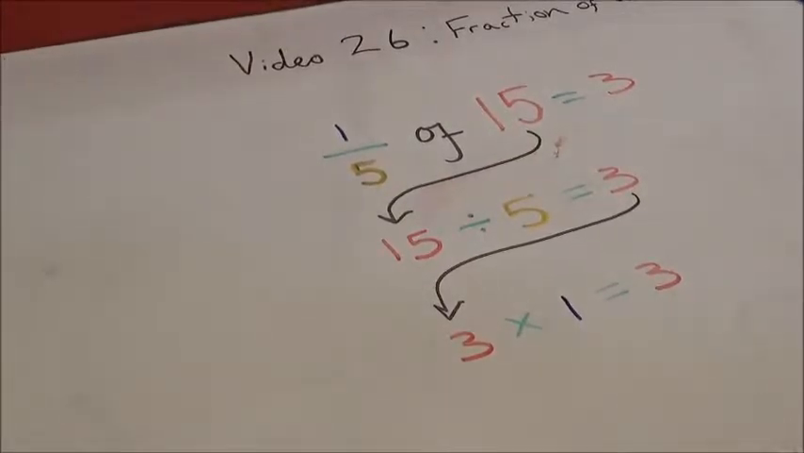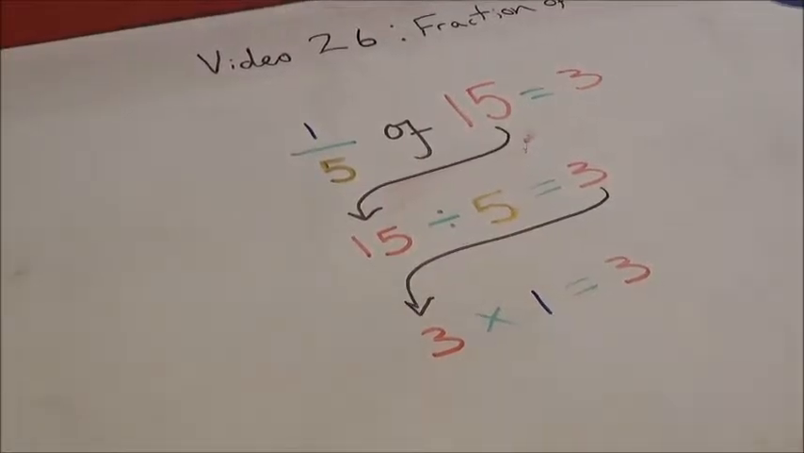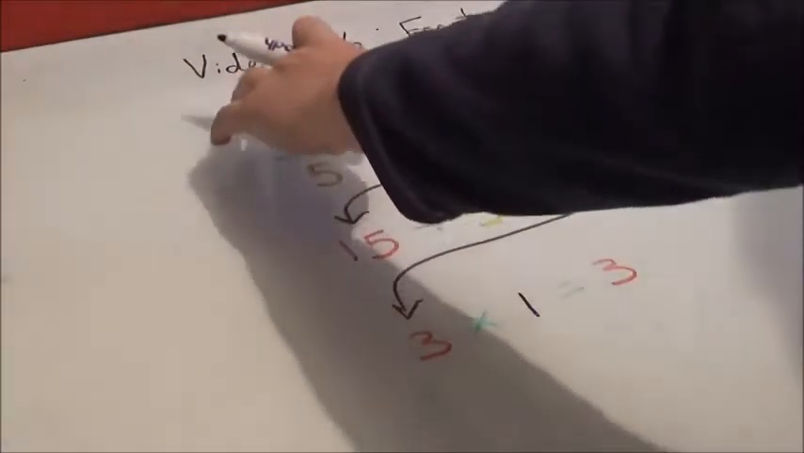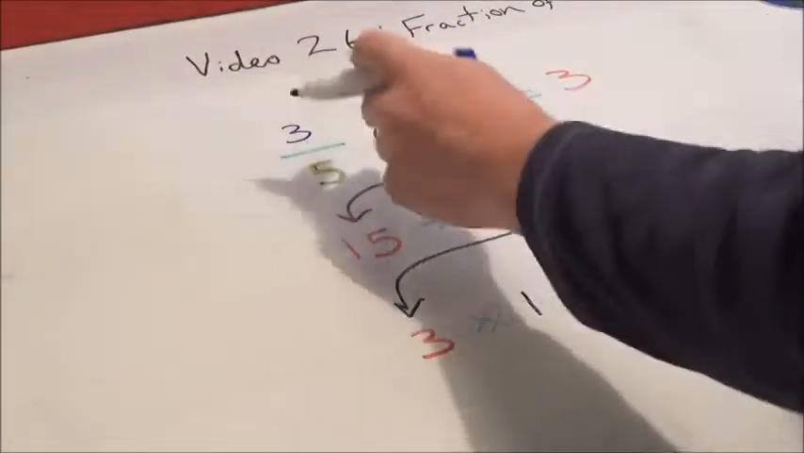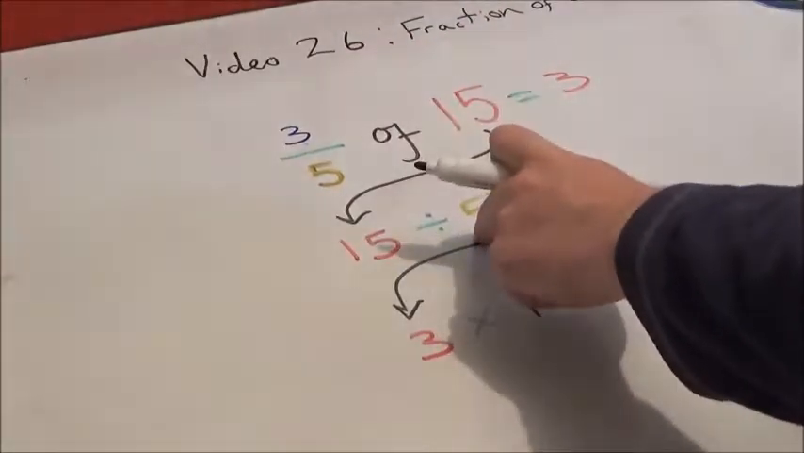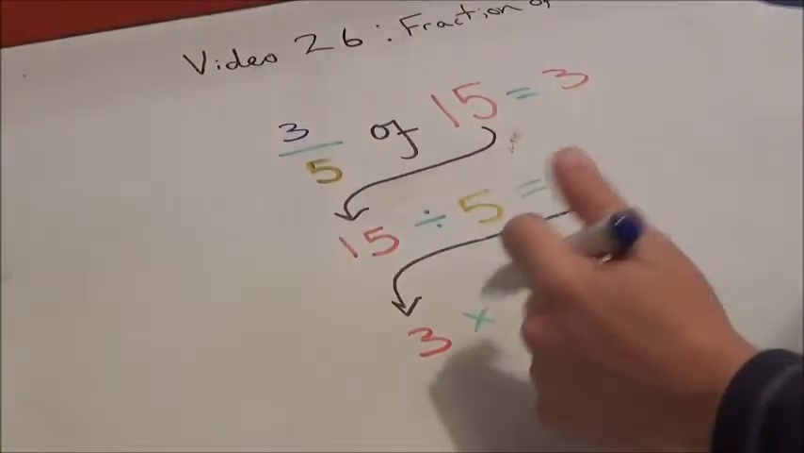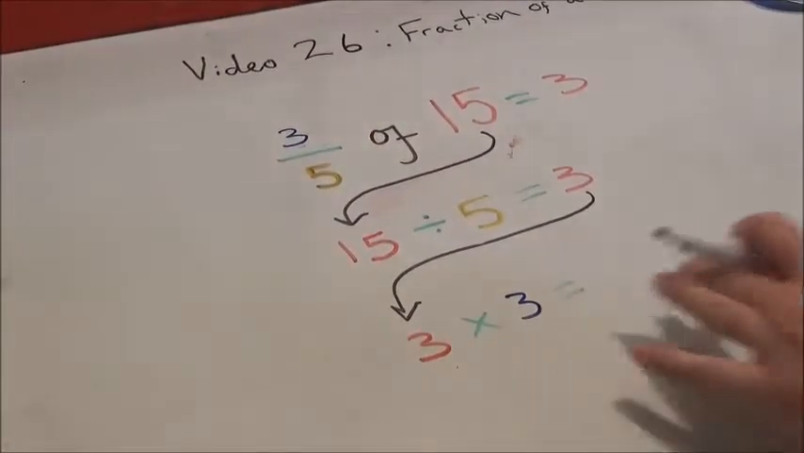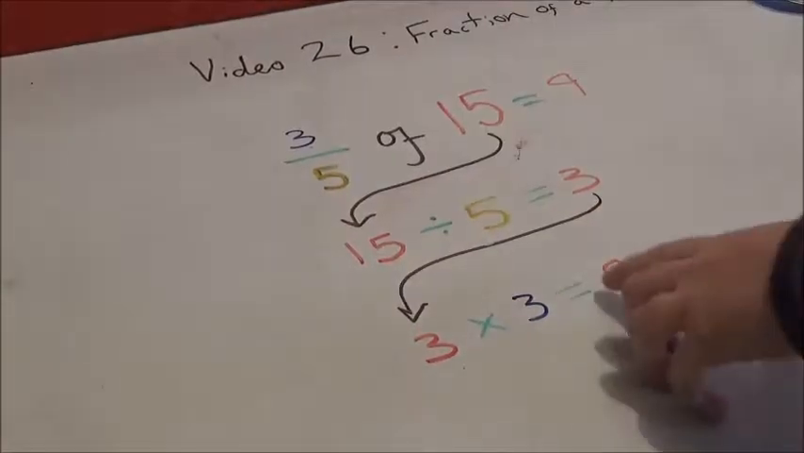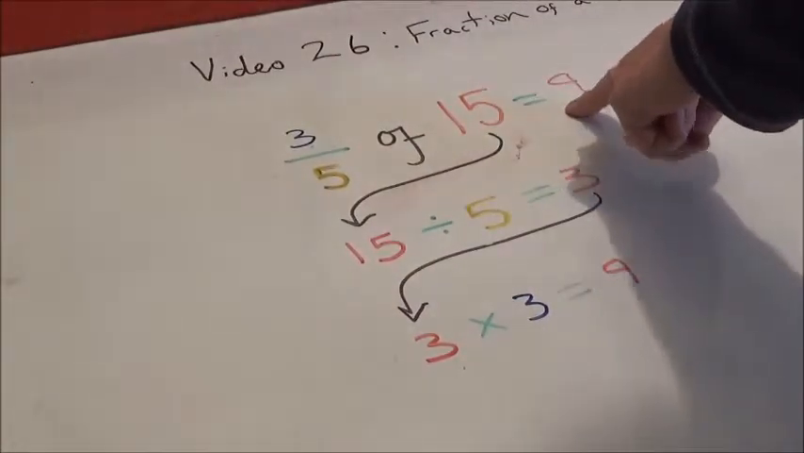Now, using this method, we can do this for non-unit fractions as well, and this is where this method might be a little bit better to use if we're using a very big fraction. Because this is going to stay the same because I'm still dividing by 5. So 15 divided by the denominator, which is 5, which equals 3. But here now, this is 3/5. So that would be 3. And then 3 times 3 equals 9. So 3/5 of 15 equals 9.